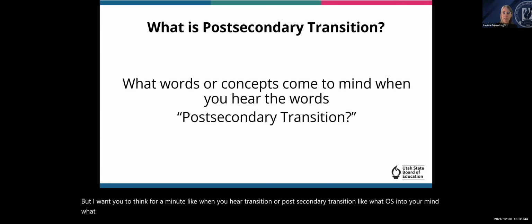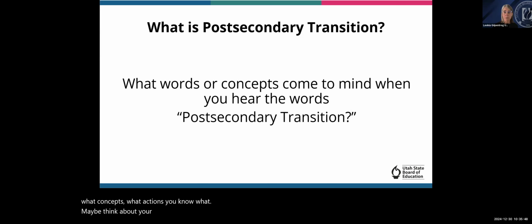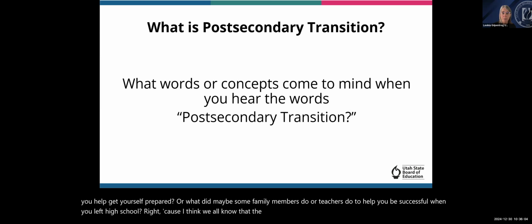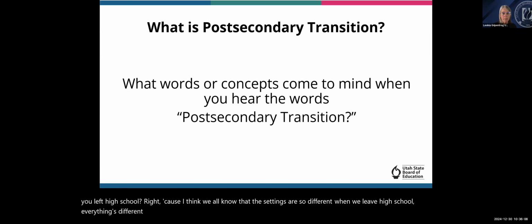What actions? Maybe think about your own experience when you were a young adult in high school. What did that look like? How did you help get yourself prepared? Or what did maybe some family members or teachers do to help you be successful when you left high school, right? Because I think we all know that the settings are so different when we leave high school. Everything's different. College, employment, just adulting in general.